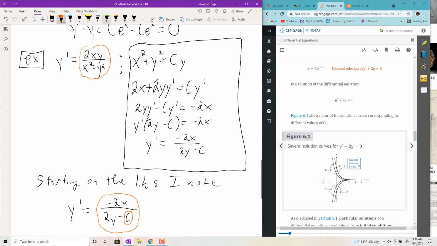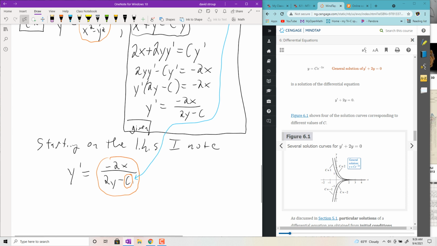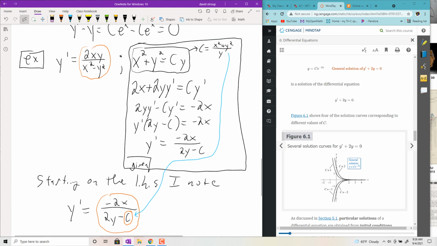So what I'm going to do is go back to my given information here in this box and use this equation to solve for c. Okay, and I'm allowed to do that. So I'm going to divide both sides by y, and I just get c equals x squared plus y squared all over y. And then I'm going to take that and dump it into my differential equation down here and see if that will get me to the right-hand side. Okay, so let's do that.